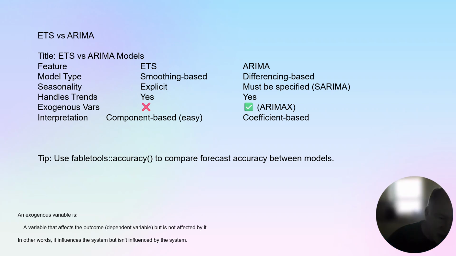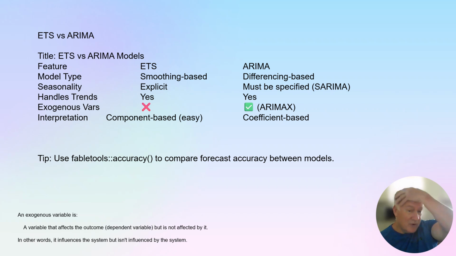And for the interpretation, ETS is component based and easy, and ARIMA is coefficient based.